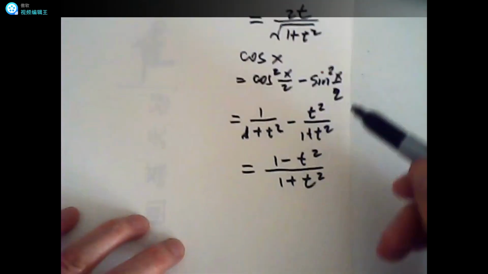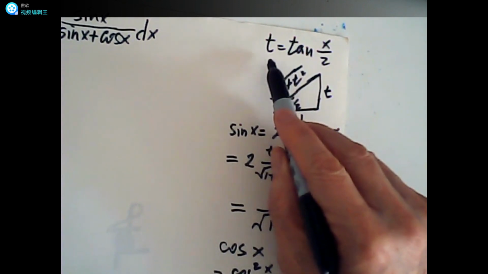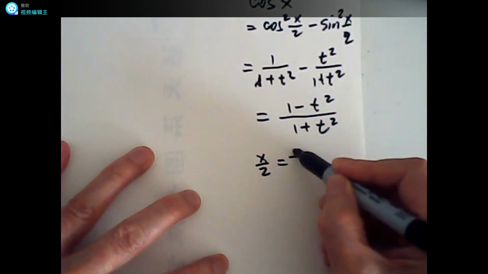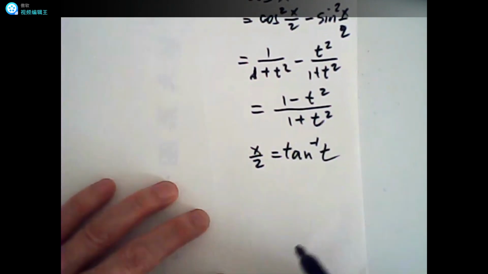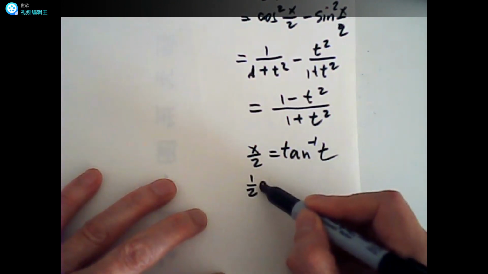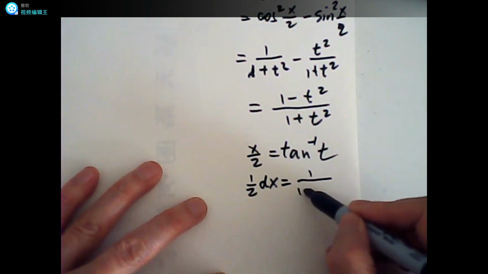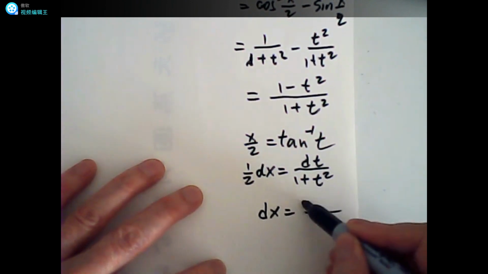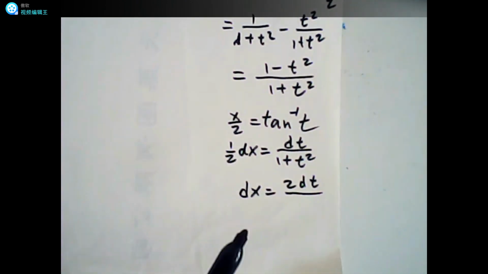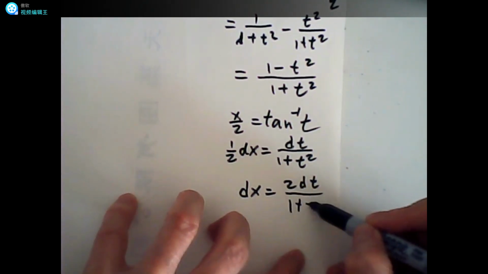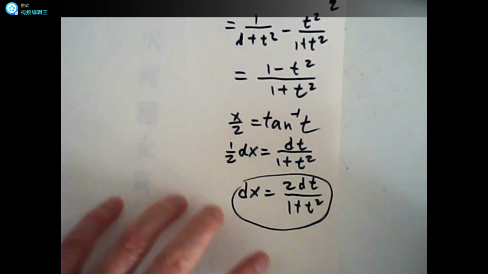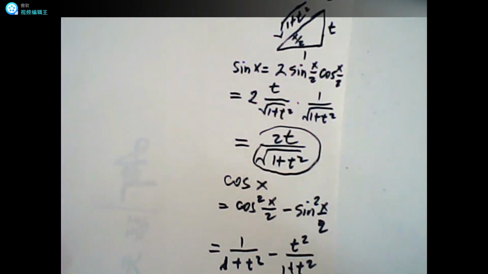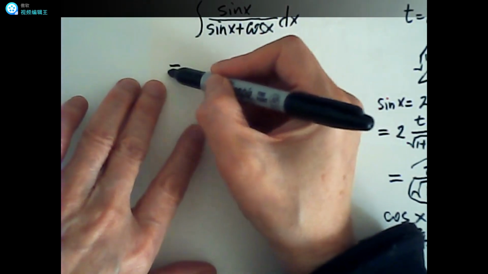Now for dx, because t is tangent half x, therefore half x is equal to arctangent t. If you differentiate both sides, then half dx is equal to 1 over 1 plus t squared dt. And therefore dx is equal to 2 dt over 1 plus t squared. See? You have dx, you have cosine x, you have sine x. So we can do the integral.